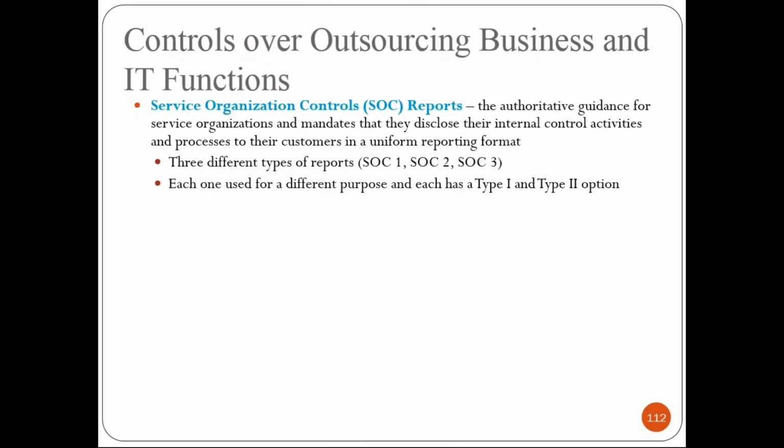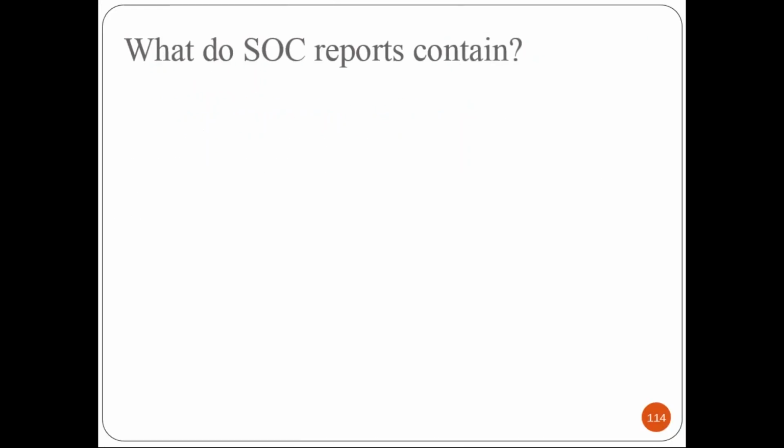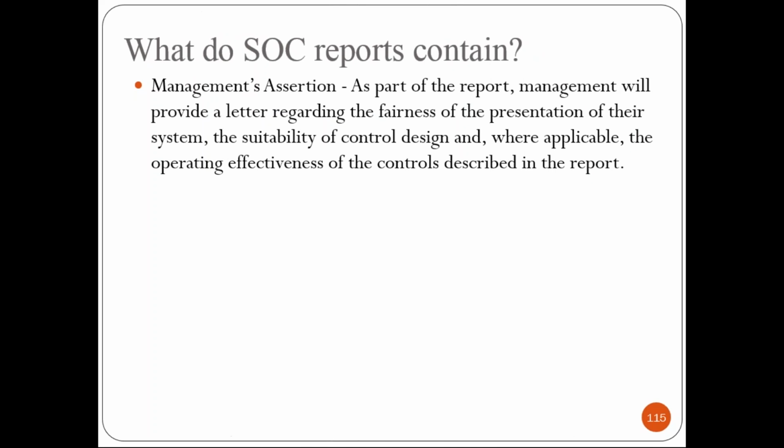Each one of these has 2 different types of reports. So there's a SOC 1 Type 1 report. There's a SOC 1 Type 2 report. Likewise, there's a SOC 2 Type 1 report and a SOC 2 Type 2 report, etc. We'll talk about that here in a second. SOC reports are created under the Statement on Standards for Attestation Engagements, SSAE number 16. This replaces SAS 70 Type 1 and Type 2. SAS basically is not within the purview of what we're talking about here. We're in the SOC world.